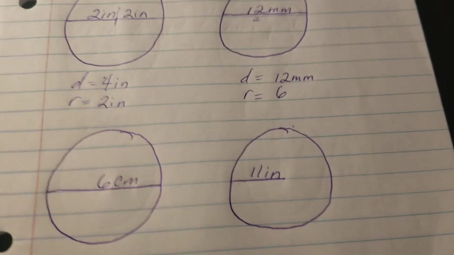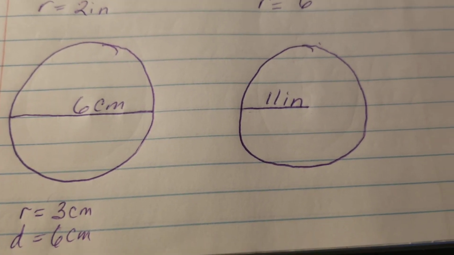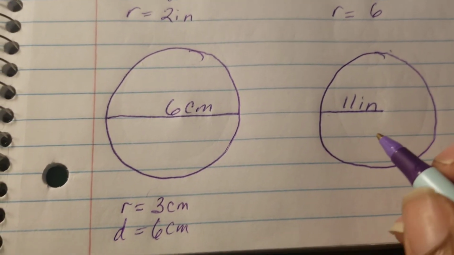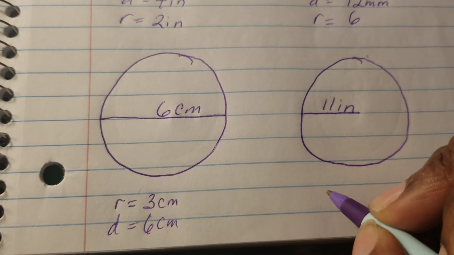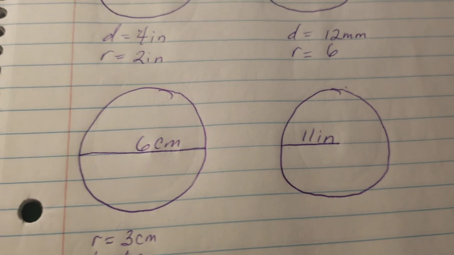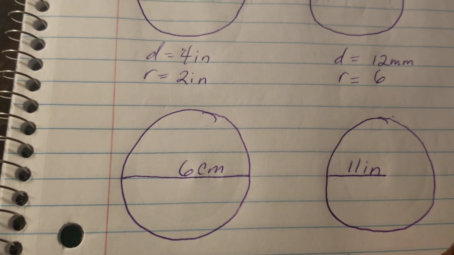Okay? The last and final one, you can actually pause the video and see if you can do this on your own. That'd be great. Okay? I'll give you a couple of seconds. All right, if you paused the video and you came back, let's do this. Okay, so we're going to do R equals and D equals.